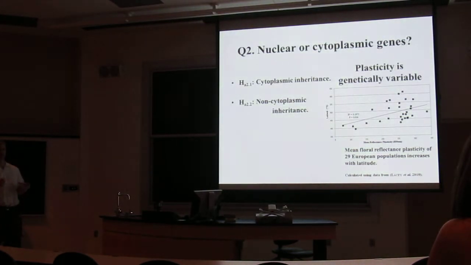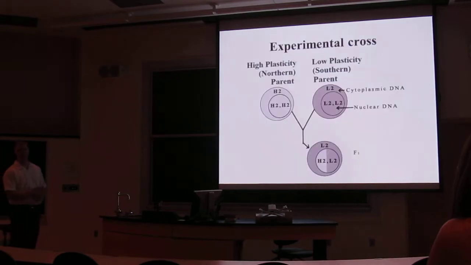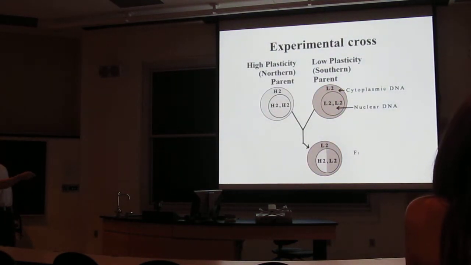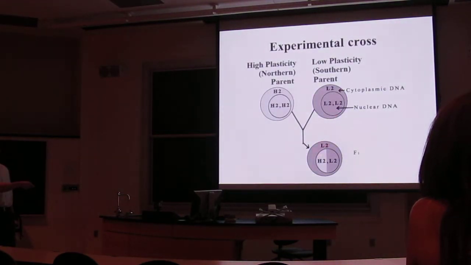So I selected the individuals with the most extremes that I could find in our populations. And I'm using those as parents in an experimental cross. In this diagram, I'm showing cytoplasmic genes in the outer circle and nuclear genes in the inner circle. So for this cross, this low plasticity southern parent is the seed parent, and this high plasticity northern parent donated pollen. So the F1 individual has the southern cytoplasm and 50% of its nuclear DNA from each parent.